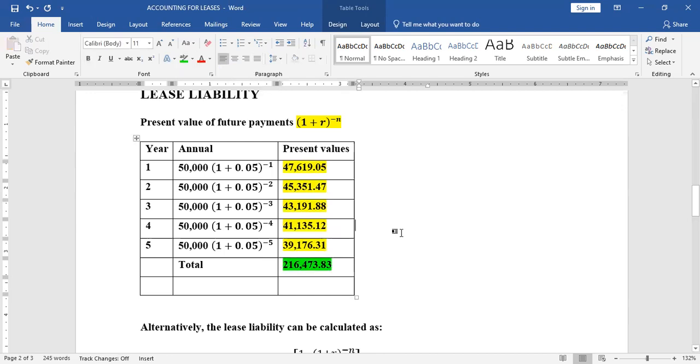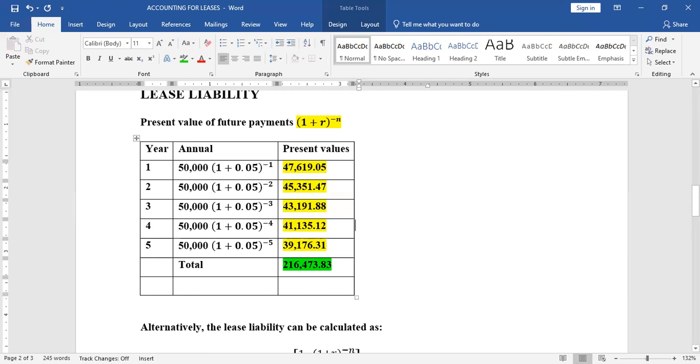So the 216,473.83 becomes our lease liability. The lease liability is very simple to calculate. You just convert the future values of the future payments into present value, and then you add them together. Then you have the lease liability, and this lease liability is at the beginning of the year.